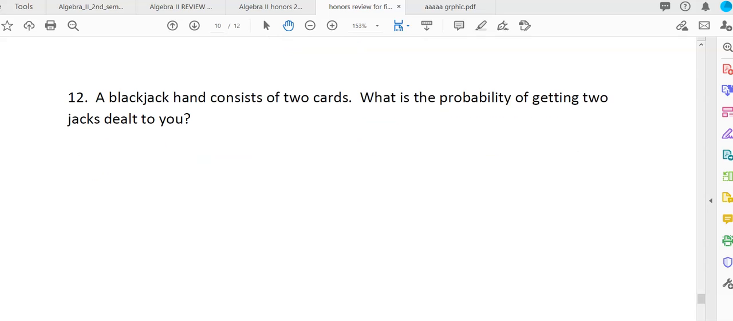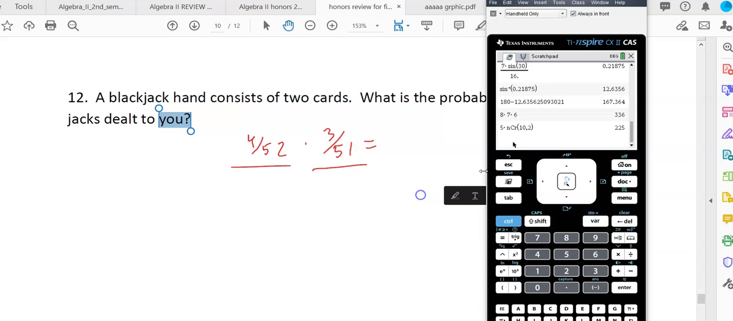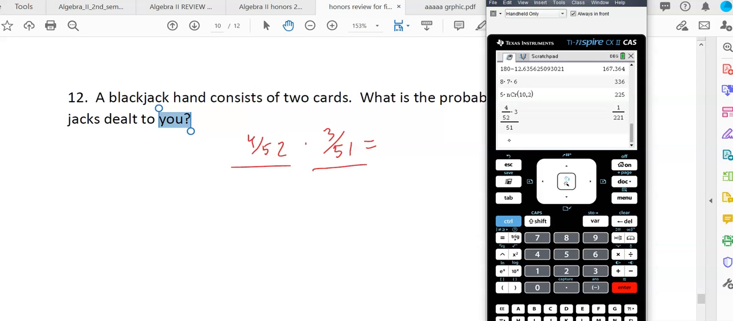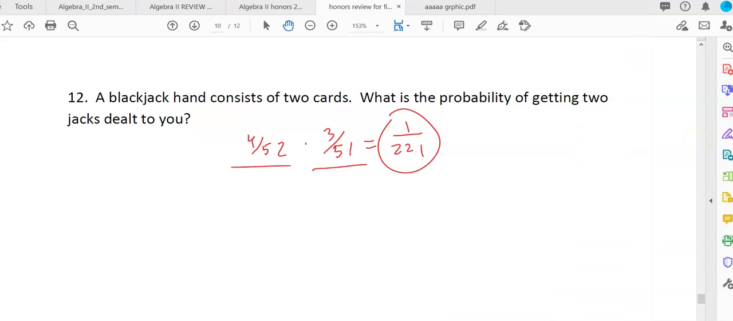Blackjack consists of 2 cards. What's the probability of getting 2 jacks? So in the first one, it's going to be 4 out of 52. And then the second draw is going to be 3 out of 51. So that's the key. So you're doing a slot method there. Four divided by 52 times 3 divided by 51, which is 1 over 221. Wow, it's not very likely, I'd say. It's pretty unlikely.